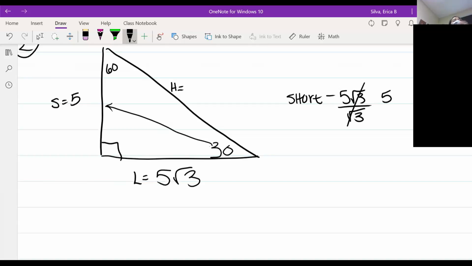And now, how do we get from the short side to the hypotenuse? Multiply it by what? 2. So we're going to get the short side, which is 5, and multiply that by 2, and that gives us 10.